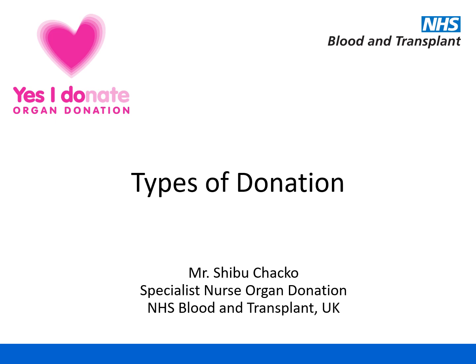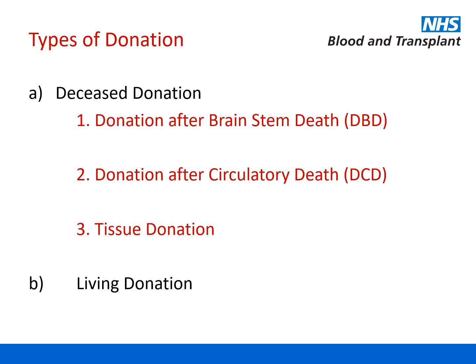Types of donation. Donation can be broadly classified into two: deceased donation and living donation. The deceased donation can be further subdivided into donation after brainstem death or DBD, donation after circulatory death or DCD, or tissue donation. In this video, we will explore the different types of donation and the criteria for each type.